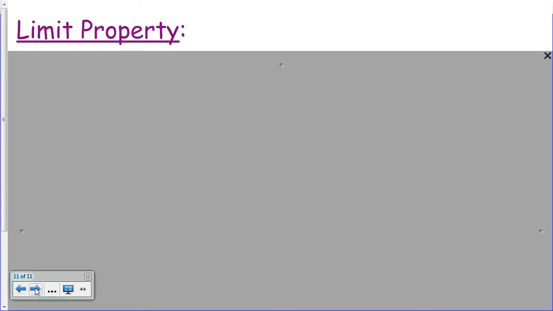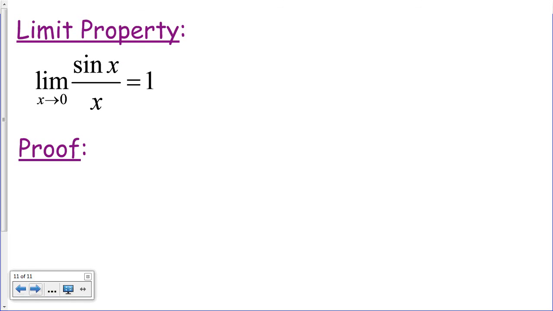All right, so let's look at the limit property and its proof, that in fact it's equal to 1. This is the property that we said we were going to take a look at and show algebraically: the limit as x goes to 0 of sine of x over x is equal to 1. We used that in the first half of this section to show that the derivative of sine is in fact cosine. Now I want to show you how we know that it is equal to 1. So we rely on the squeeze theorem.